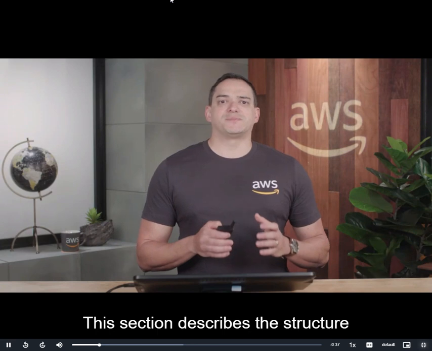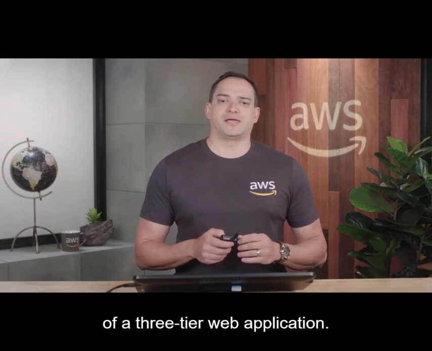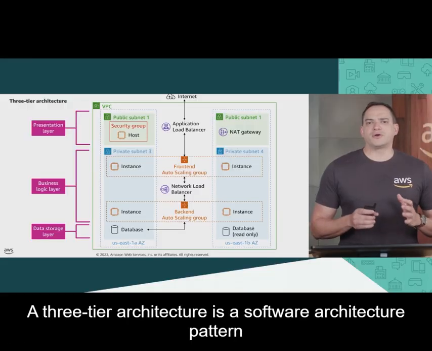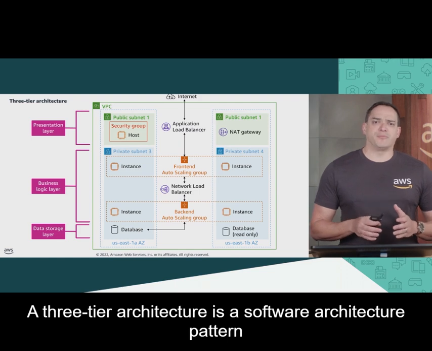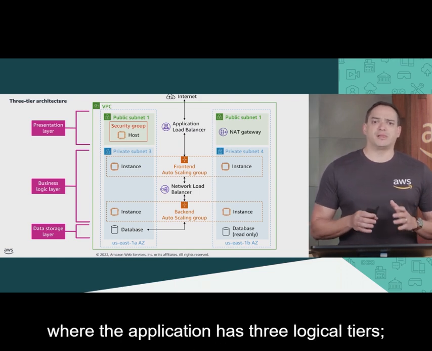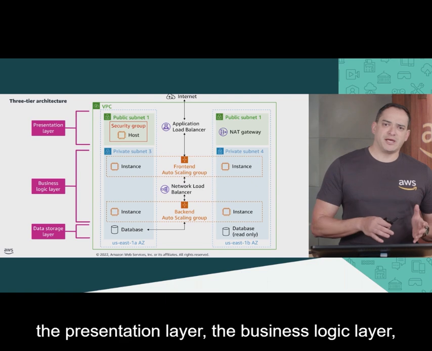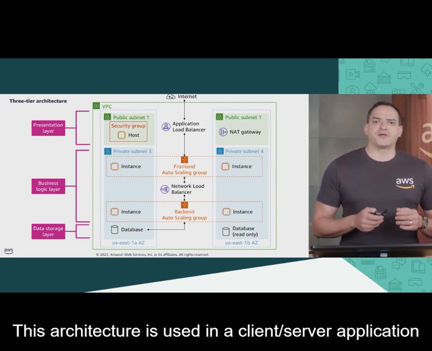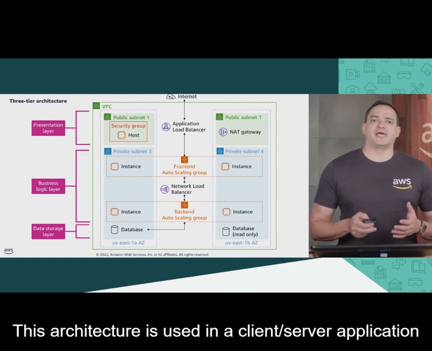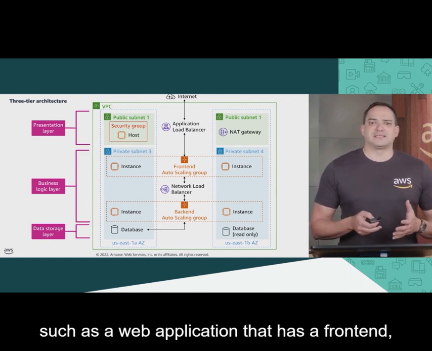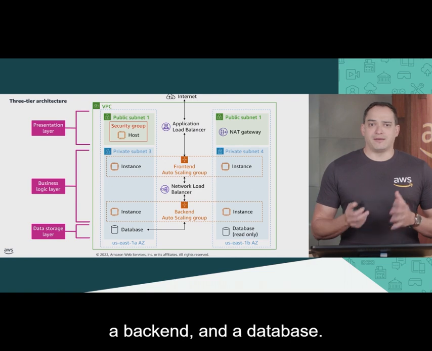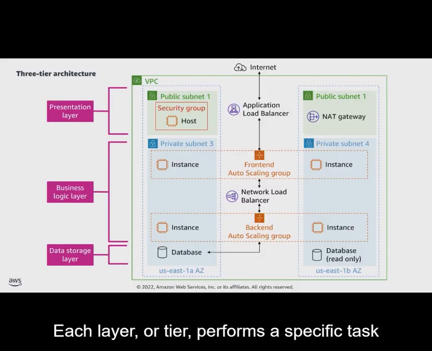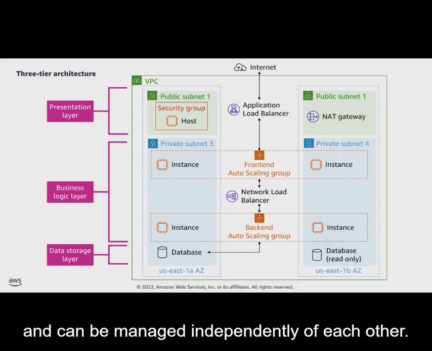This section describes the structure of a three-tier web application. A three-tier architecture is a software architecture pattern where the application has three logical tiers: the presentation layer, the business logic layer, and the data storage layer. This architecture is used in a client-server application, such as a web application, that has a front end, a back end, and a database. Each layer or tier performs a specific task and can be managed independently of each other.